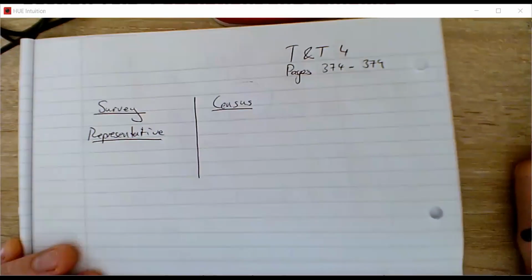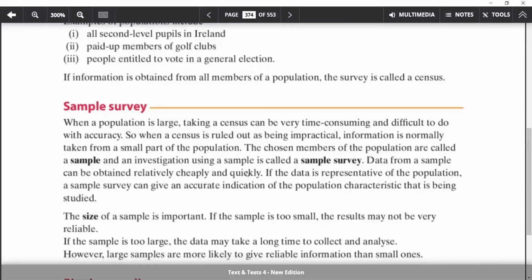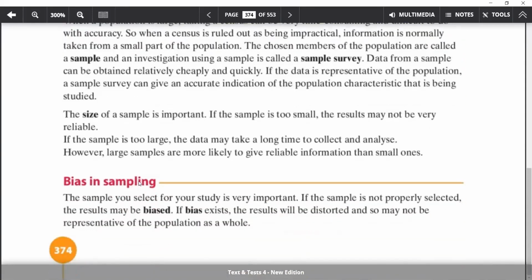Right, let's have a look back in the textbook at some of these ideas. A sample survey is what I'm talking about. It's where you've got a large population, usually too big to take a census. So let's say the entire population of Ireland, you might pick 1,000 people. What you want to do is pick them at random. You want to avoid bias in your sampling.